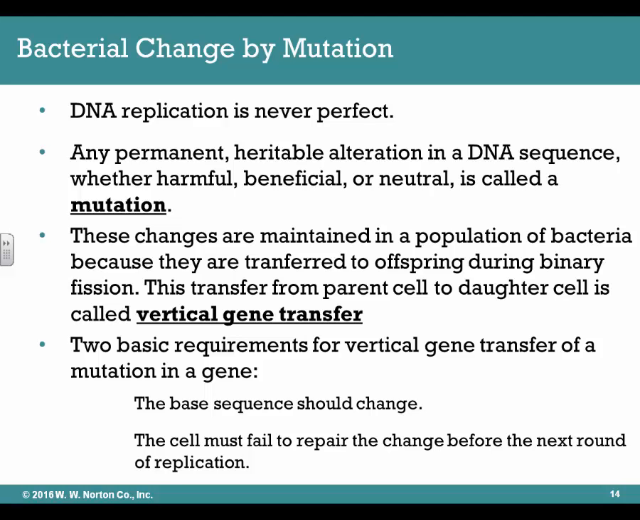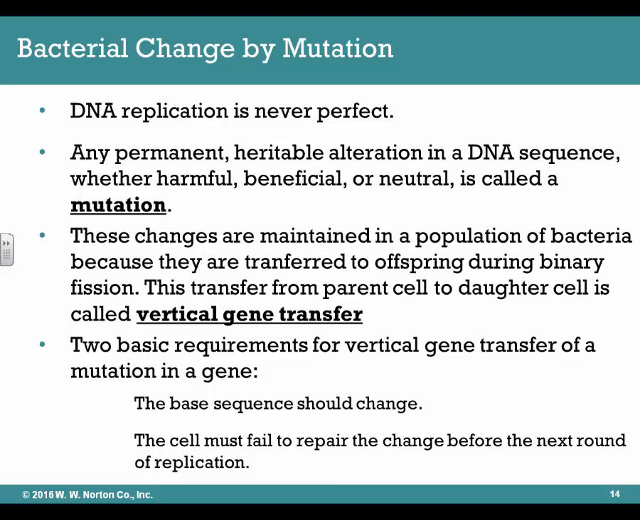But sometimes these changes are advantageous and they become the majority of the population. But regardless of whether that happens, they're always inherited by the daughter cells during the process of binary fission. So that's what we call vertical gene transfer and reproduction. And I'll come to this in just a minute again.